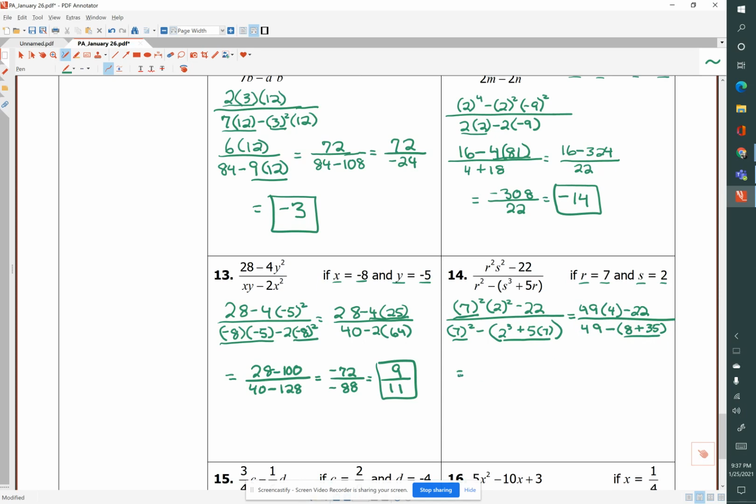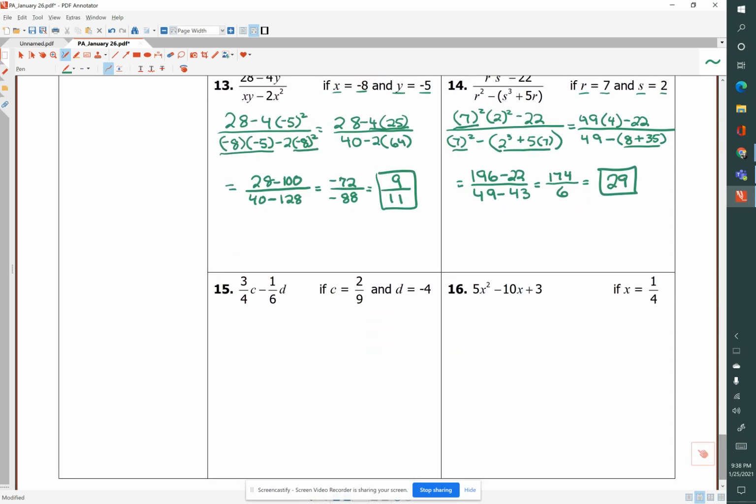So 49 times 4 is 196, minus 22, and in the denominator we have 49, minus 8 plus 35 is 43. And then 196 minus 22 is 174. 49 minus 43 is 6. 174 divided by 6 is 29.